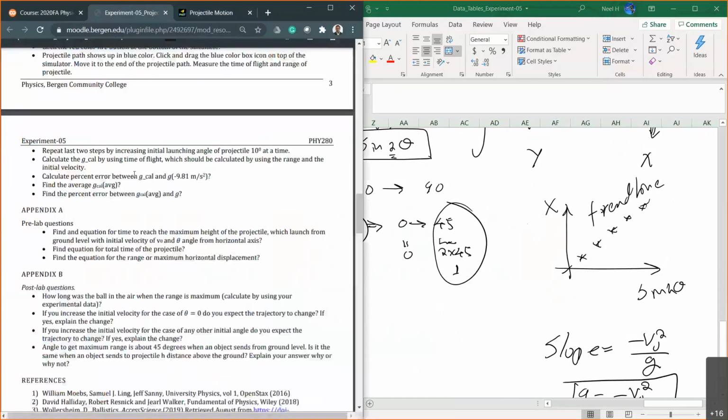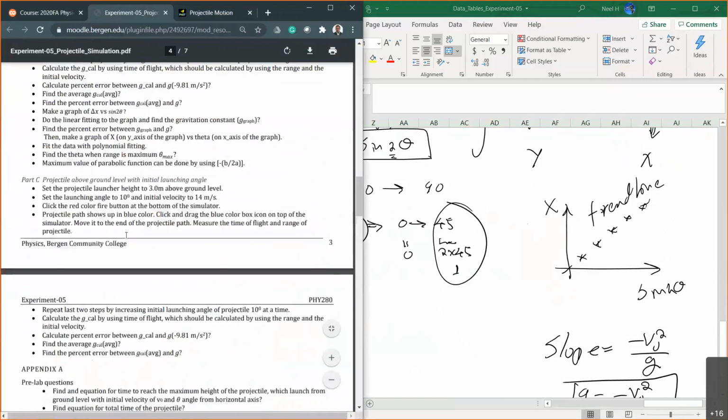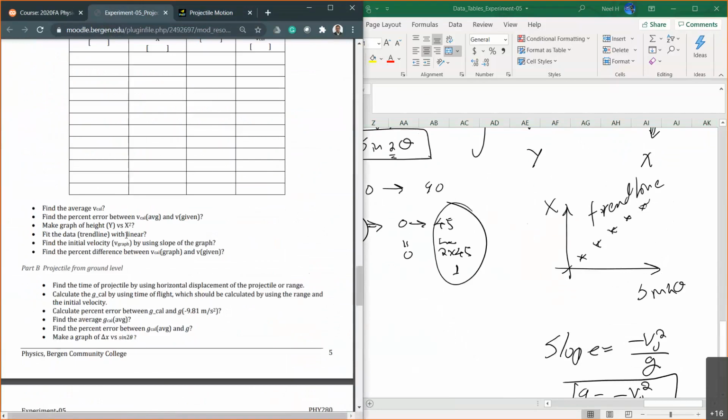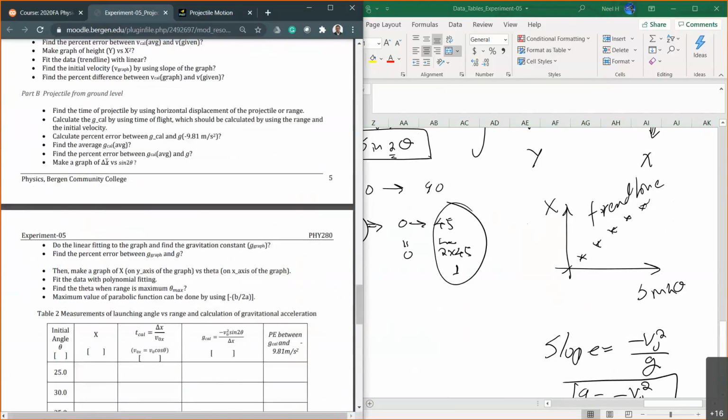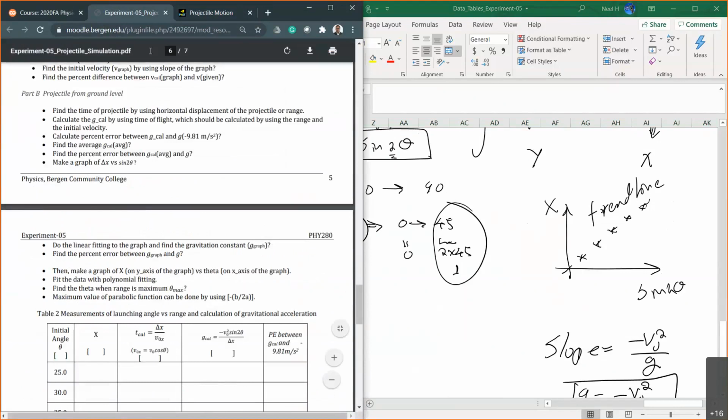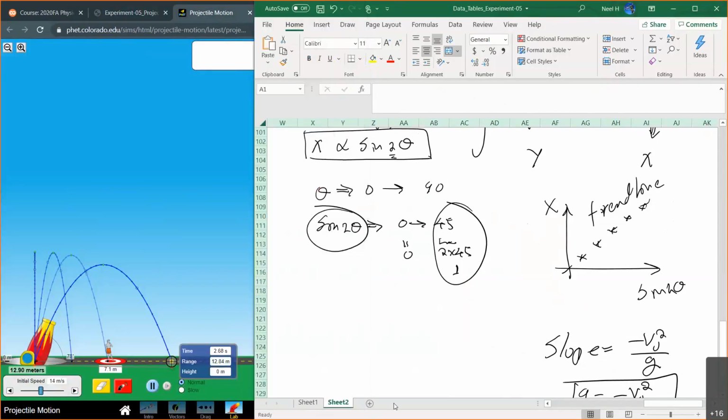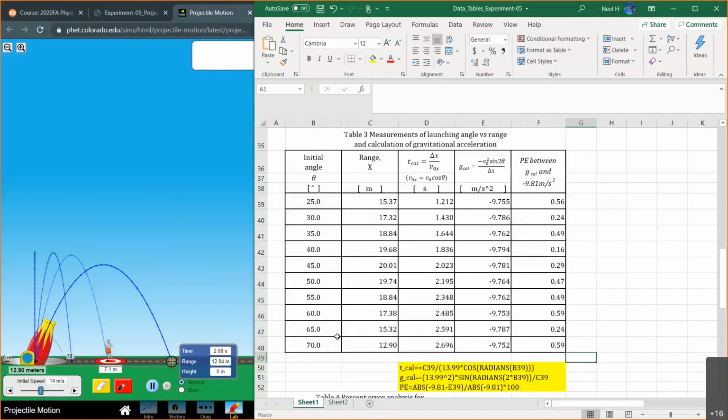Any questions so far? All of these are actually answers to what is asked under each table, okay? You have to be careful. Under every table, there are several questions, so what we're doing is answering those questions, okay? Now we are right here. So I want to make a graph of delta x versus sine 2 theta. To do that, I need the sine 2 theta, right? Let's make a new column right here. So let's make sine 2 theta here.